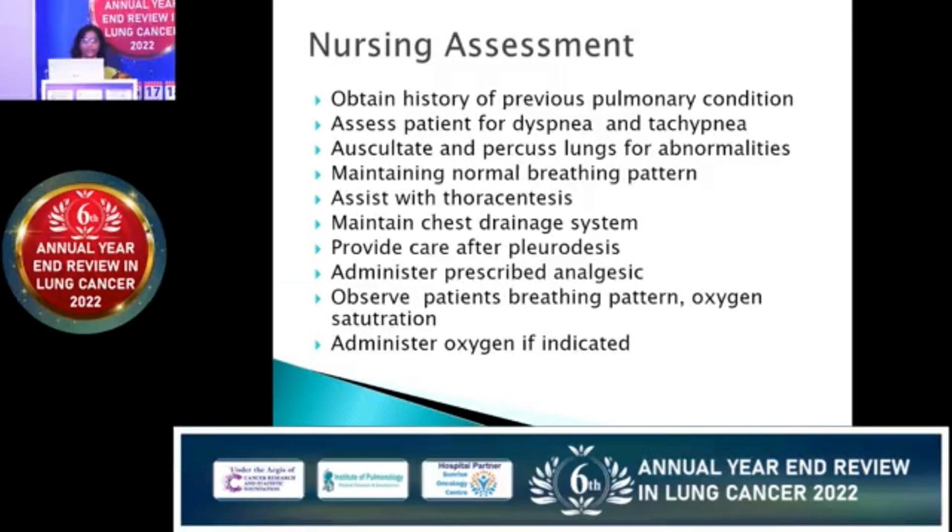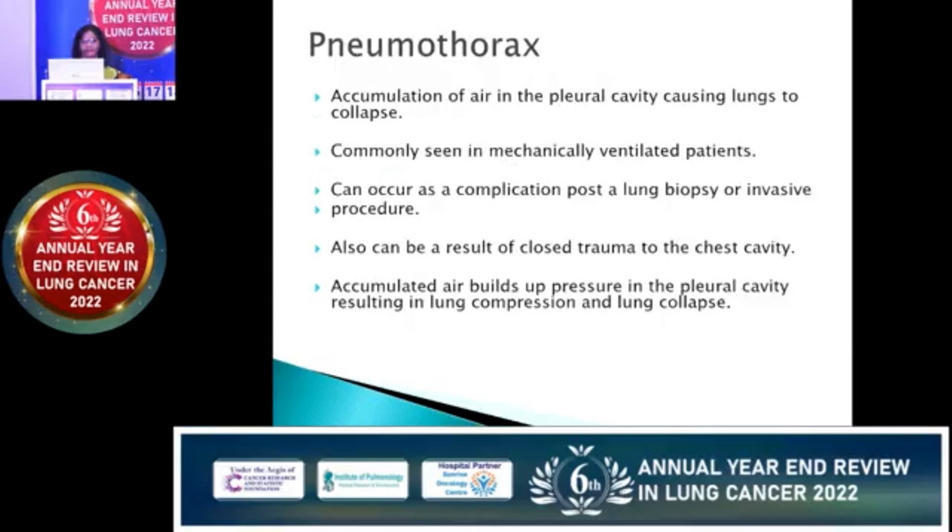Administer prescribed analgesic as the patients will be in very bad pain. So we should not just say, no, there is no pain, it was just given, we will not give now. We should assess and administer prescribed analgesics to the patient. Observe patient's breathing pattern, oxygen saturation. That's very important because this patient can deteriorate at any time. Within a span of seconds they can deteriorate. Administer oxygen if indicated.